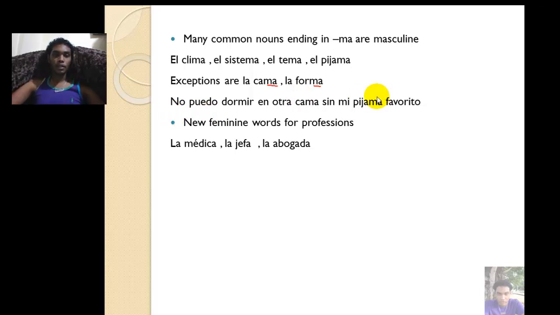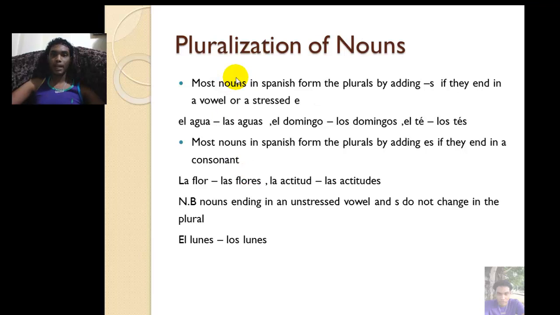Okay? And as I was saying earlier, new feminine words for professions. Okay, la jefa means a female boss. Okay? The pluralization of nouns. Most nouns in Spanish form the plural by adding S if they end in a vowel or stressed E. El agua, las aguas, el domingo, los domingos, el té, los tés. Okay? Now, I've used el agua because I want to demonstrate that agua is still feminine, but we use el agua because it puts a strain on your voice when you say la agua. Okay, so we use el agua, but las aguas. So agua is feminine, sorry.